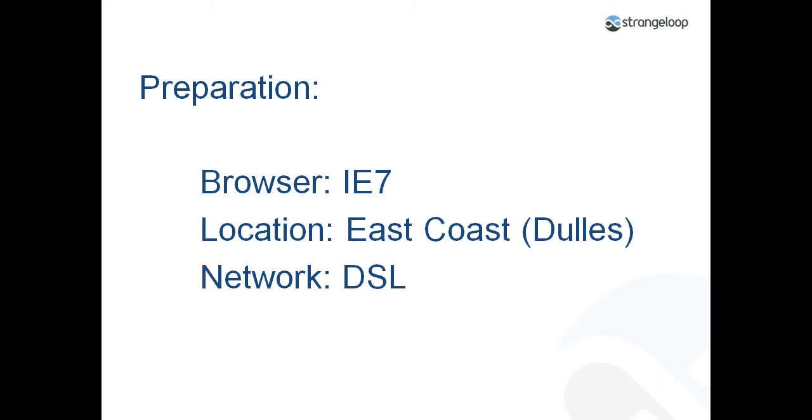You're going to want to pick a location which is not your office, because you probably don't represent a normal user. In this case, I've picked an East Coast location in Dulles, Virginia, and a network connection that mimics your users. If you look at a Petco user base, IE7 and DSL show up often. You can get most of this information from your Google Analytics or Omniture account if you don't already know it. Again, simple preparation. The goal here is to create a piece that people can talk about. We then need to start preparing our tests.